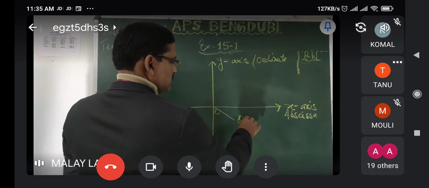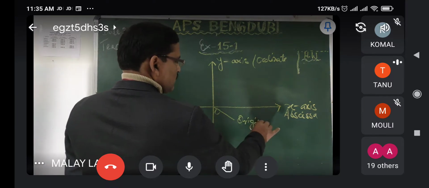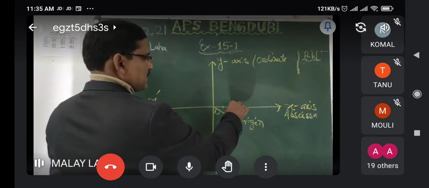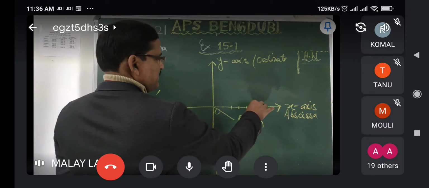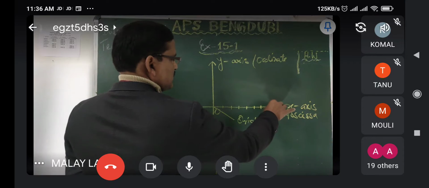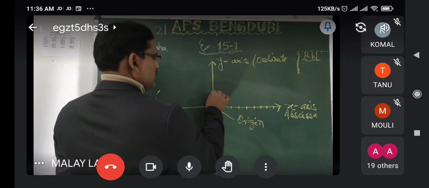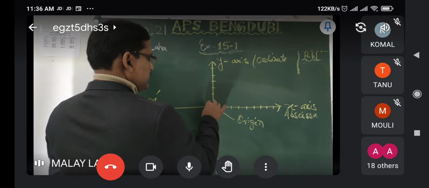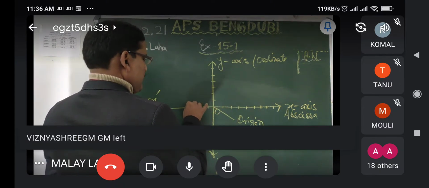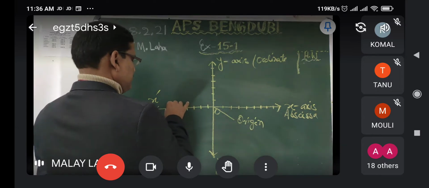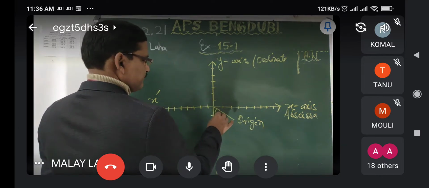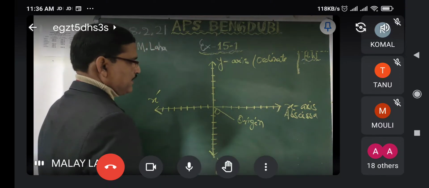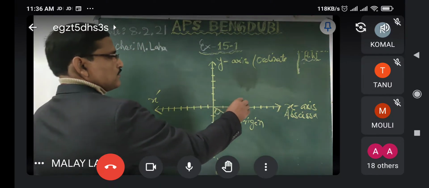Origin. Okay. And now see, your graph paper is divided into centimeters and millimeters, so you have to consider the centimeter. From this exercise, what I am talking about, you have to name the different parts. So the x-axis is this side.